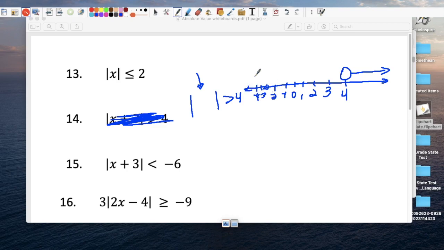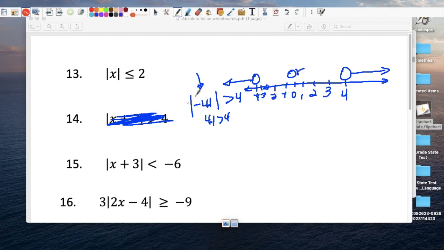-4 doesn't work. But, hey, what about -4.1? If I put -4.1, will that make my inequality true? The absolute value of -4.1 is 4.1. And is that greater than 4? Yes, it is. And what about -5, -6? You'll notice that every value to the left of -4 also works. We talked about this in class, and this is called an OR problem.